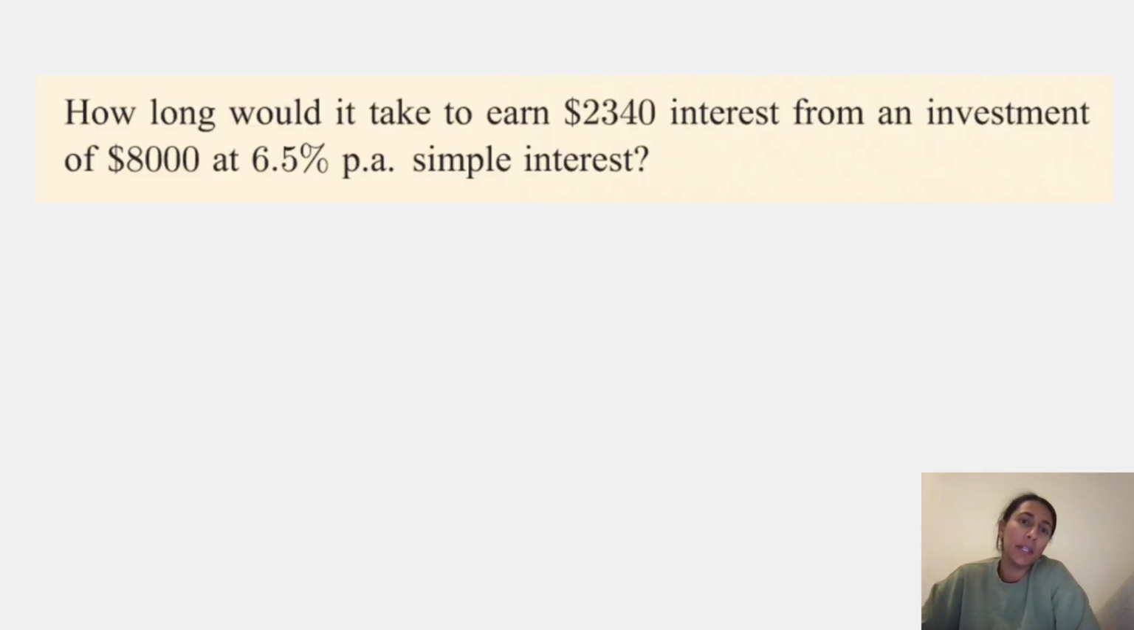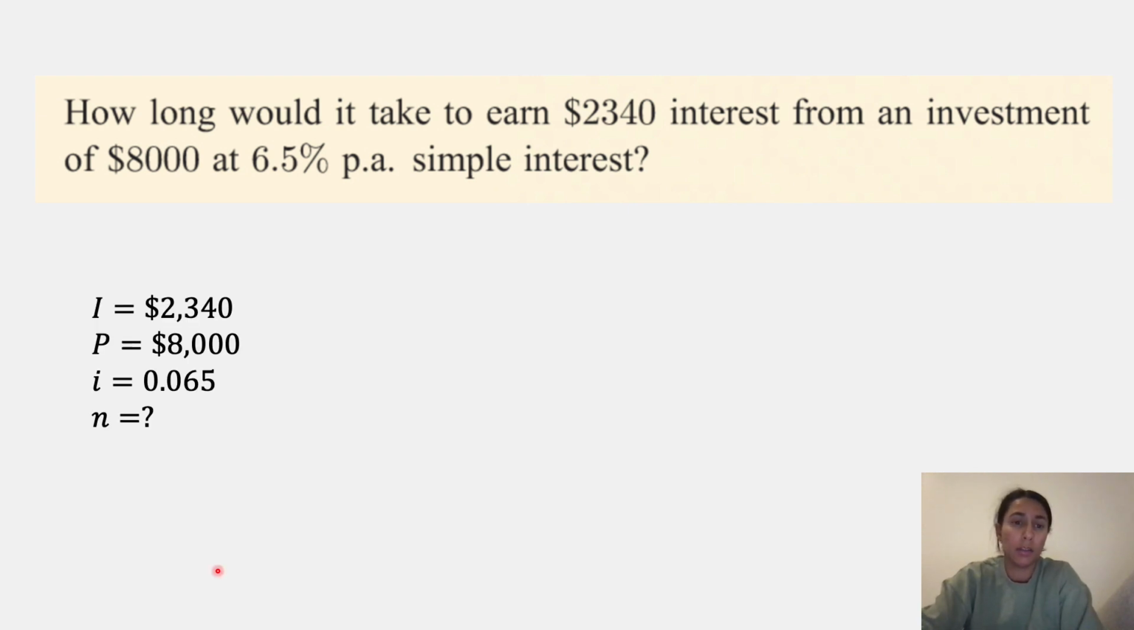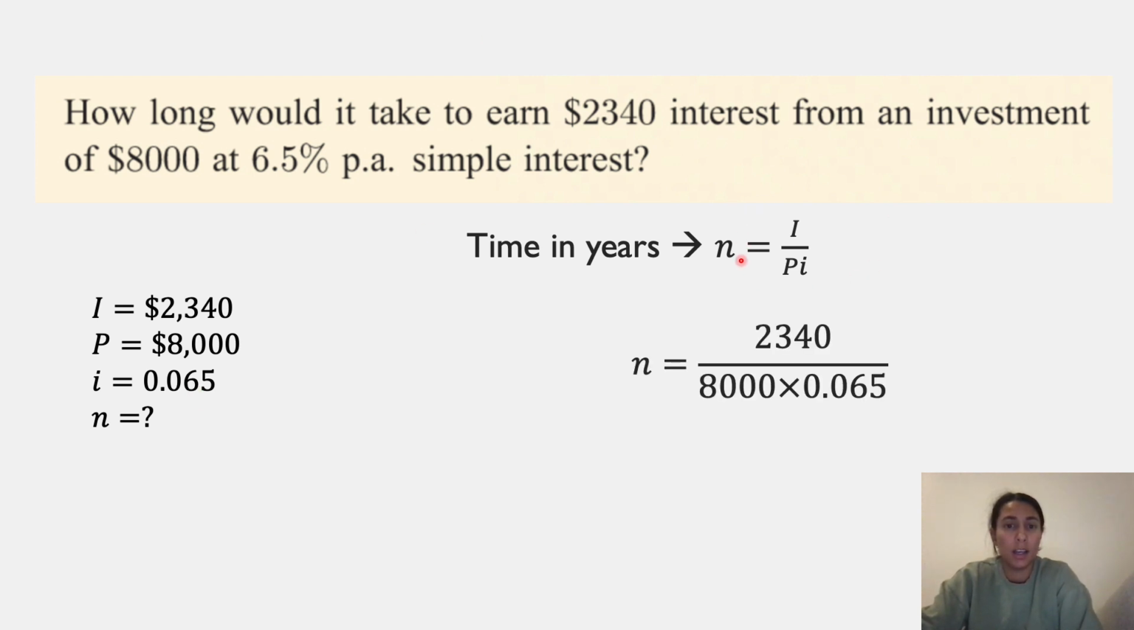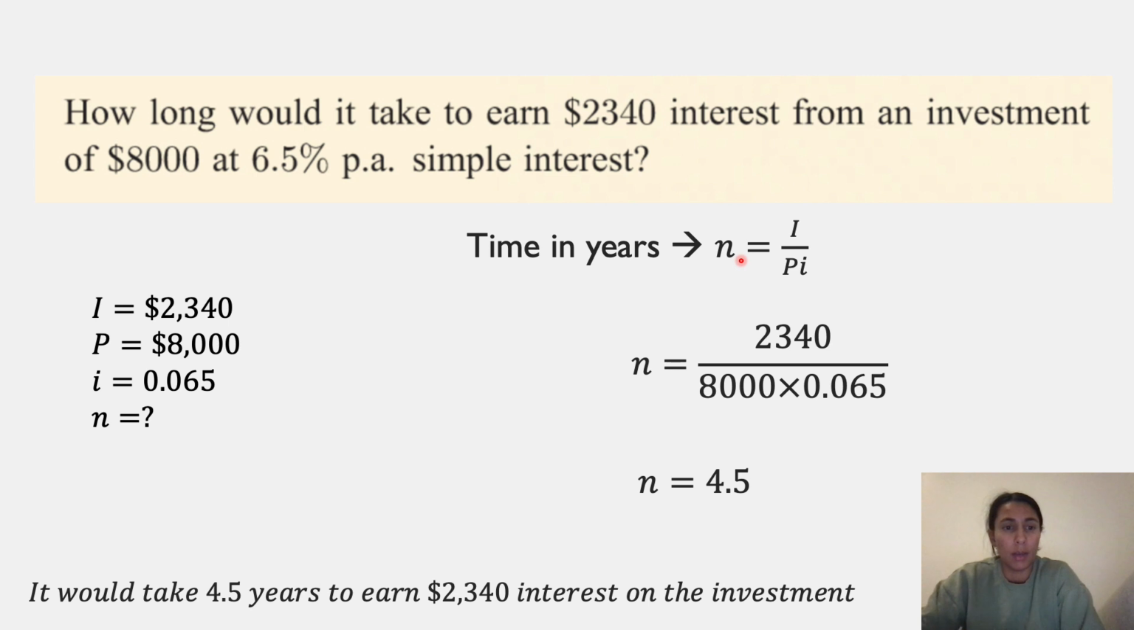All right, last one. How long would it take to earn $2,340 interest from an investment of $8,000 at a 6.5% per annum simple interest? So how long relates to time. So I know I'm looking for time. The interest earned is 2,340, principal 8,000, and this is 6.5% as a decimal. I'm using the formula to find n. I'm going to substitute in my values and I get 4.5. So it would take 4.5 years to earn $2,340 interest on the investment.